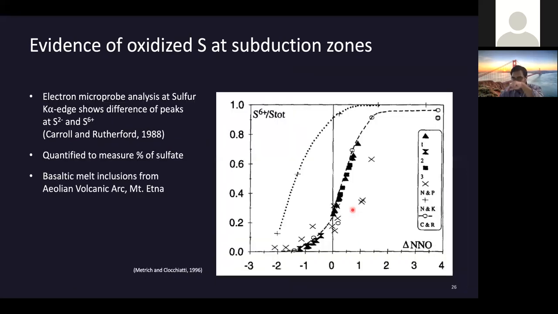Other lines of evidence include electron microprobe analysis of the sulfur K alpha peak. Here also, similar to XANES analysis, electron microprobe analysis can show a difference in peak positions between sulfide and sulfate. This has been used by previous scientists to quantify the percent of sulfate in the samples. And we see that at the Aeolian volcanic arc, the samples range from 0 to almost 100% sulfate, indicating that there is some evidence of oxidized sulfur at subduction zones.